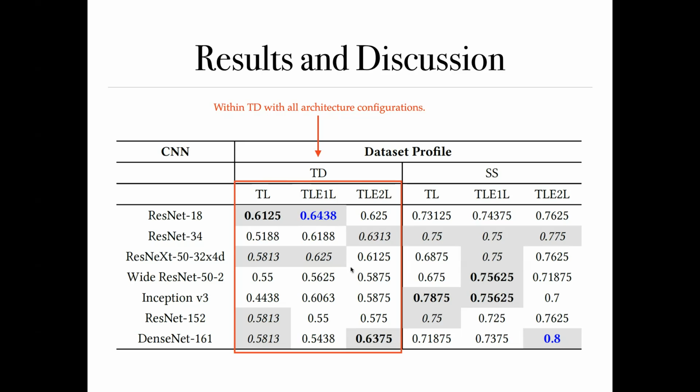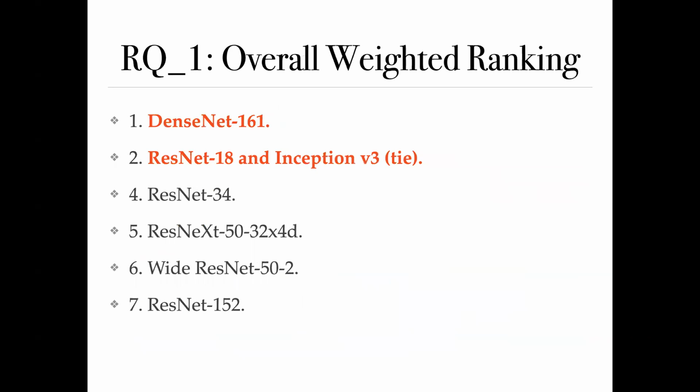The best performance of all was 0.8 in the SS profile, TL-E2L configuration, and using the DenseNet 161 as Oracle procedure. To answer question 1, the overall winner of the ranking was DenseNet 161, the deepest network, but in second tier, we have ResNet 18, the network with fewest layers, and Inception v3.